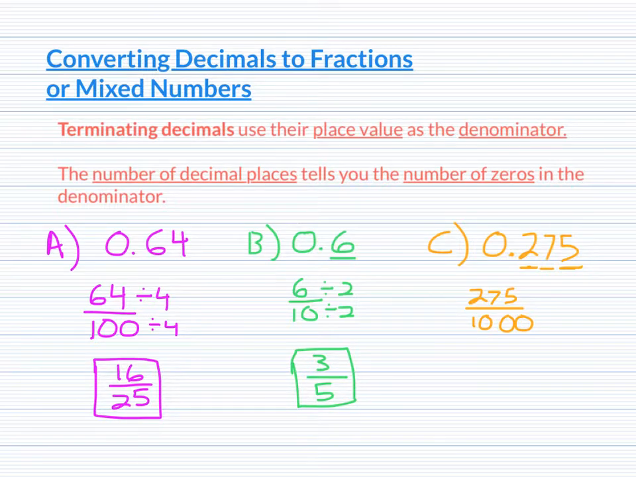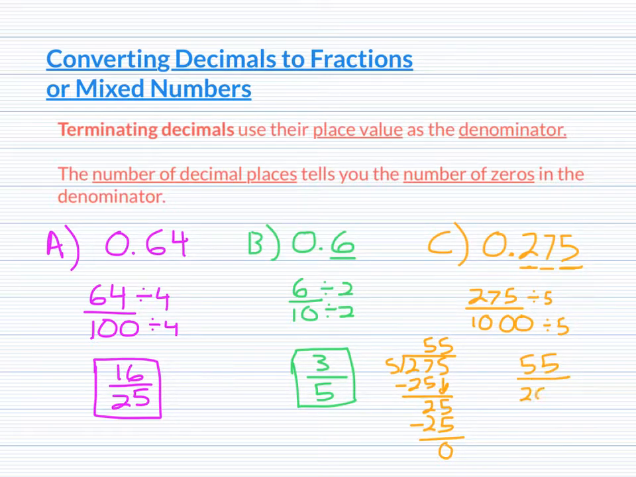This is tricky. Now I know 5 goes into 275 because it ends in a 5. And it goes into 1,000 because it ends in a 0. So I'm going to have to do 275 divided by 5 quick. 5 goes into 27 5 times. 5 times 5 is 25. We subtract, I get 2. Bring the 5 down. 5 goes into 25 5 times. 25, subtract, and we have 0. So this is going to equal 55, and I know 1,000 divided by 5 is 200.